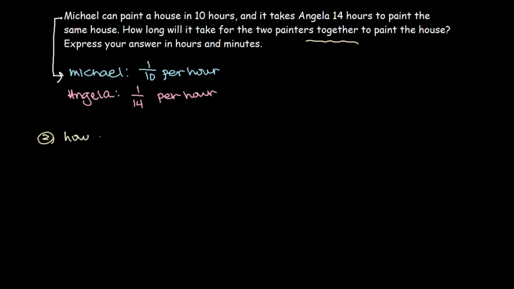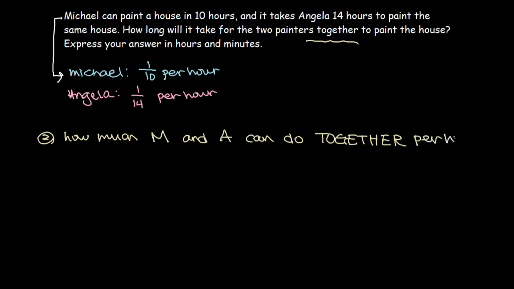So how much work can Michael and Angela do together? This is important: together per hour. So this is what you're trying to figure out in the second step. So you might be wondering, then how do I figure out how much of the work they can do together? Like, I understand how to find the individual rates, but how do I find it for together?